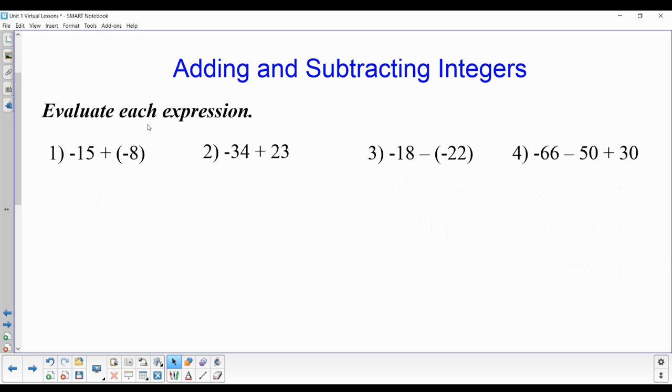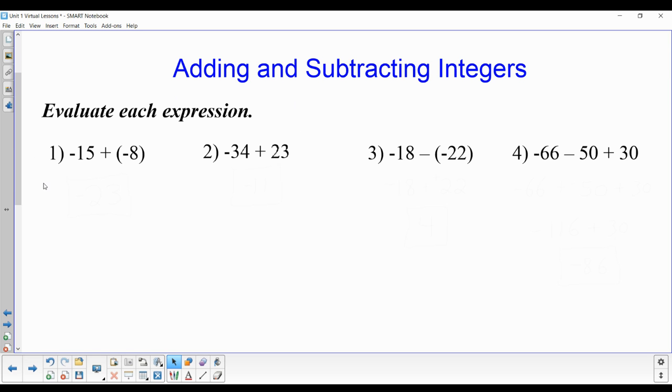Now, to evaluate an expression just means to do all the operations that you can do in the order of operations. They're called expressions because they're math sentences and they don't have equal signs. An expression is a math sentence without an equal sign, so they fit the definition. When doing these problems, you are allowed to do them using the integer tiles, by using a number line, or using your integer rules, which I'm going to use here.